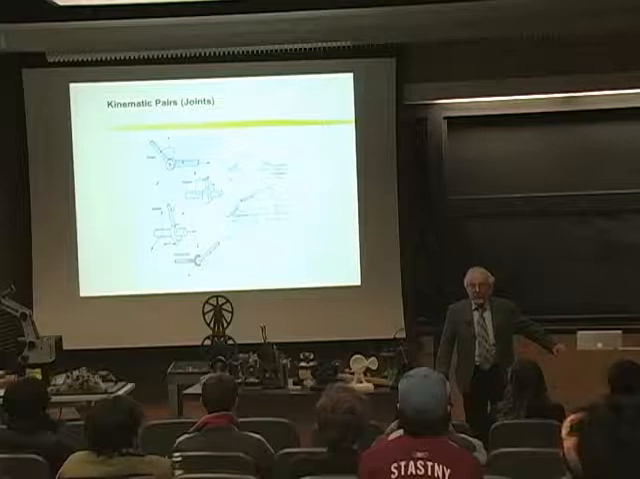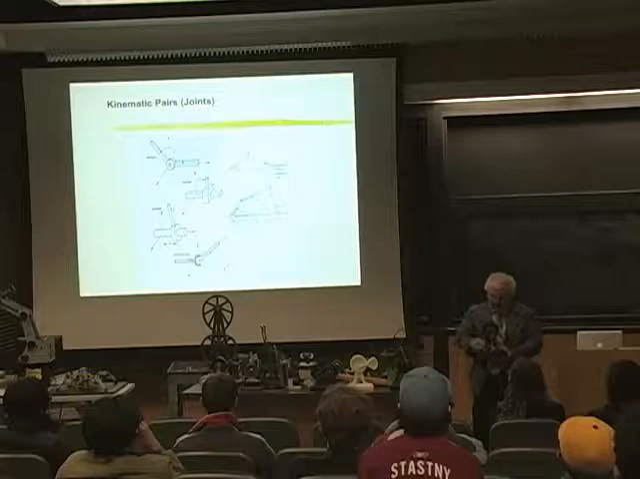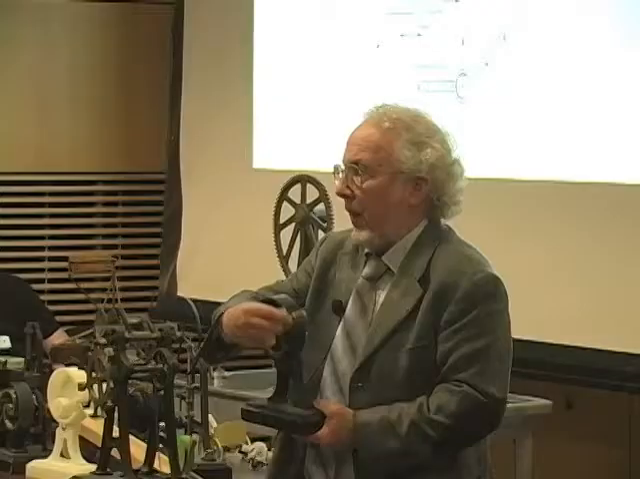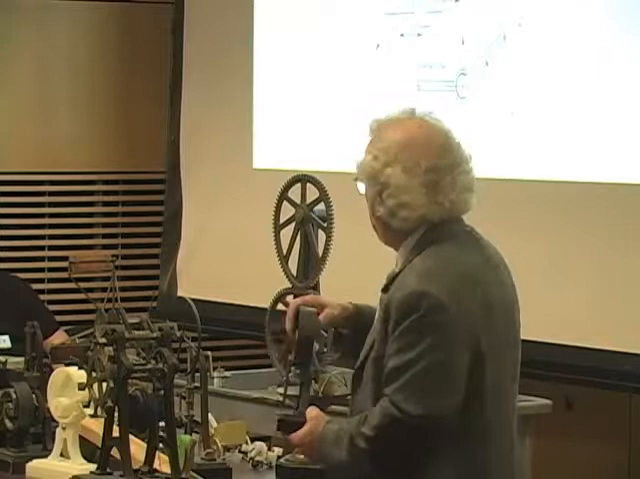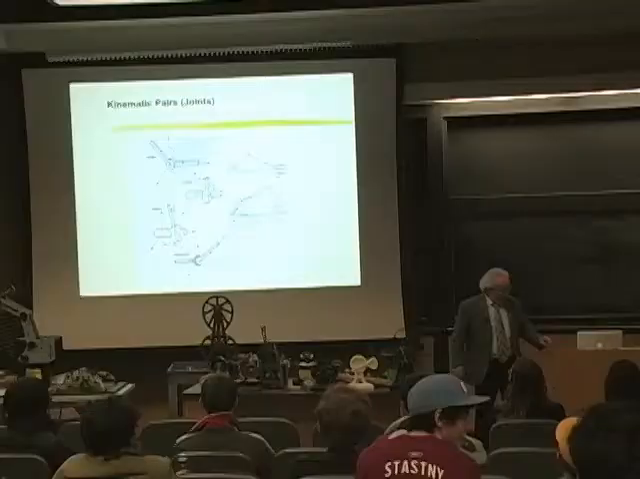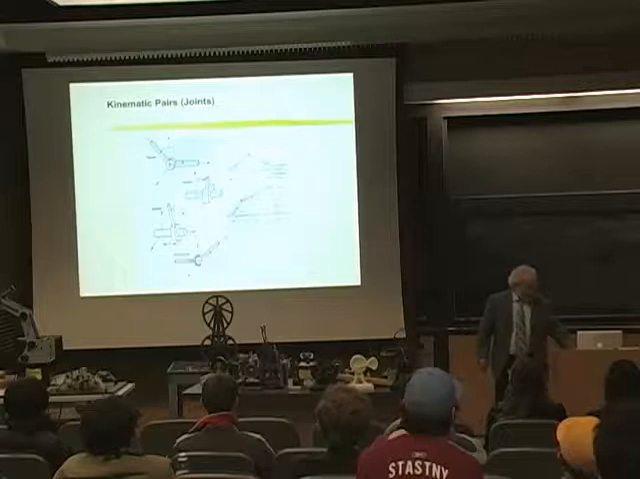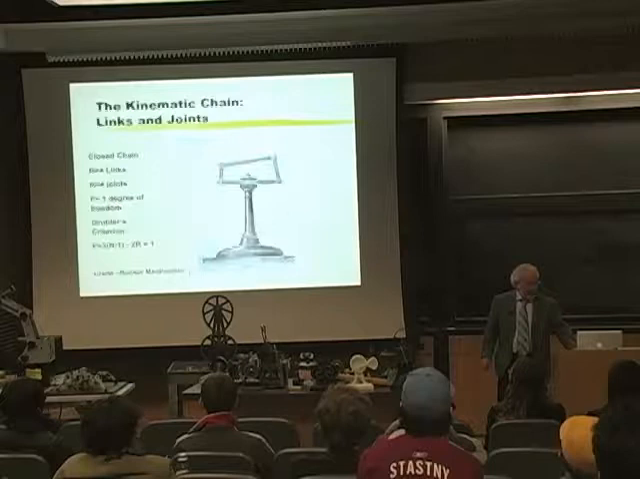In these 19th century mechanisms, we basically have one input and one output. So we talk about these machines as having one degree of freedom. On the other hand, we'll see in a minute when we talk about a robot, we want the robot to have at least 5 or 6 degrees of freedom.